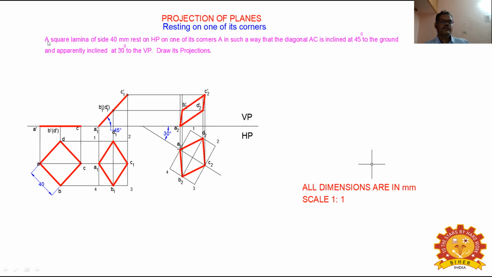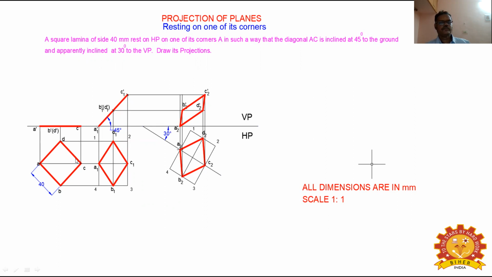A square lamina of side 40 mm rests on HP on one of its corners A in such a way that the diagonal AC is inclined 45 degree to HP and apparently inclined 30 degree to VP. Draw its projections. Now you have to draw a square that is called equally inclined to VP. Resting on one of its corners means it is called equally inclined to VP. That means AD side is inclined 45 degree to VP and DC side also is inclined 45 degree to VP.